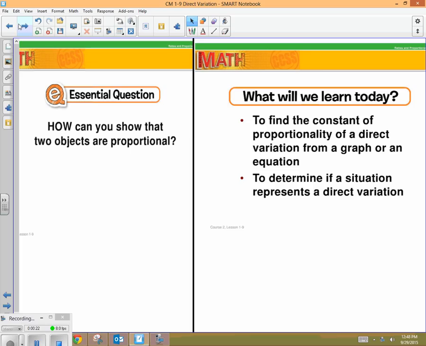Our essential question continues to be, how can you show that two objects are proportional? So today we're going to learn how to find the constant of proportionality of a direct variation from looking at a graph or an equation. And I also want you to be able to determine if a situation represents a direct variation.